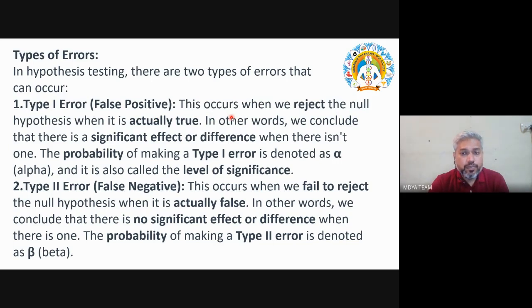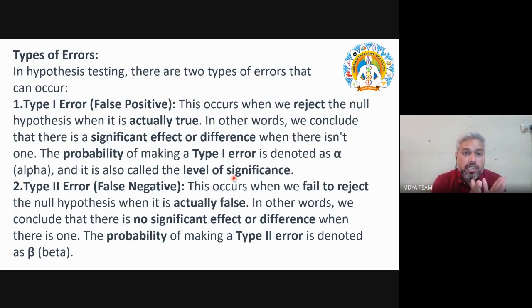It is also called a false positive. This occurs when we reject the null hypothesis when it is actually true. In other words, we conclude that there is a significant effect or a difference when there isn't one. So the probability of making a type 1 error is denoted as alpha. Remember these things. And it is also called the level of significance.